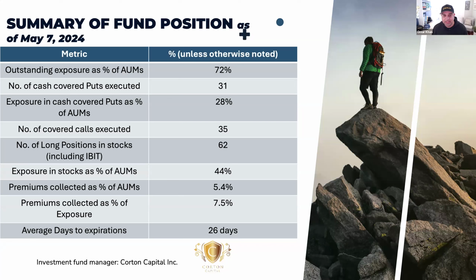And percentage collected as a percentage of exposure, excuse me. So since we've only exposed 72% of the portfolio, if you count that 5.4% only against 72%, we're actually at 7.5%. The average duration right now is about 26 days.